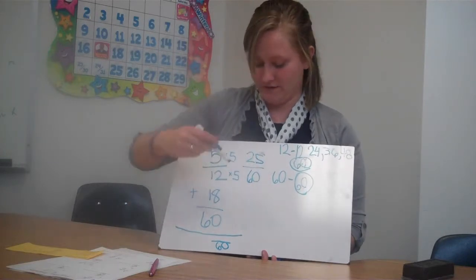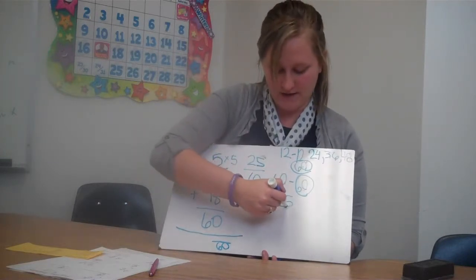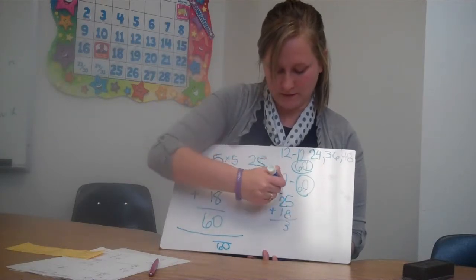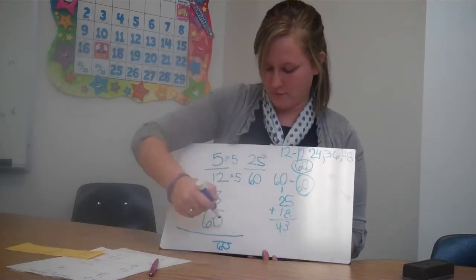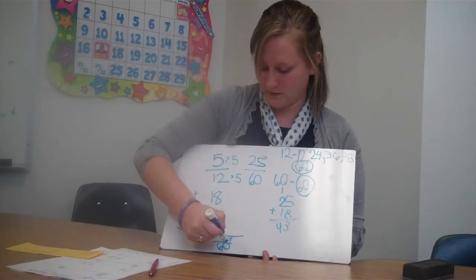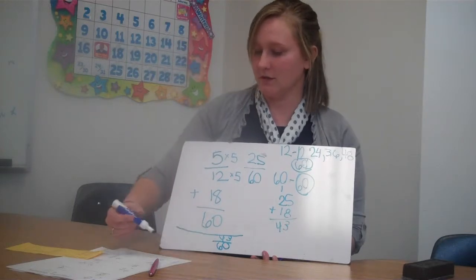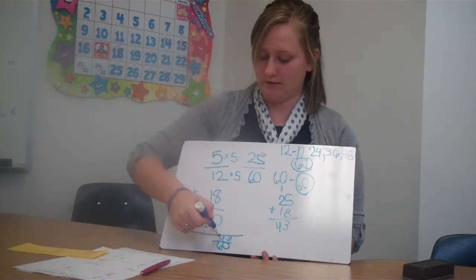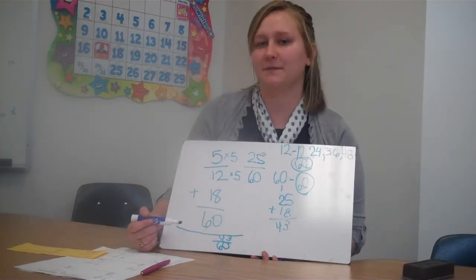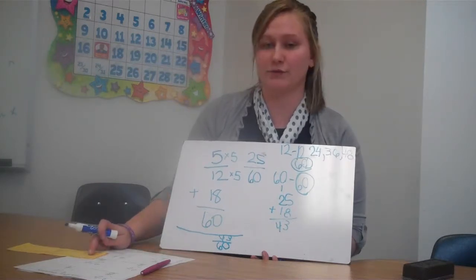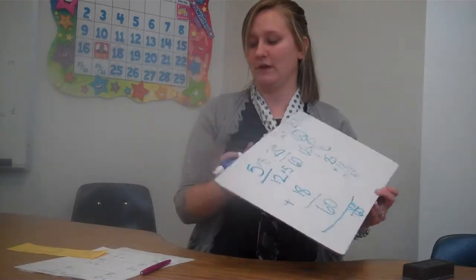What you would do is 25 plus 18. That's 43. Okay? So your answer for number 1 should be 43/60. And on these, you do not need to reduce those. Okay? So moving on to the next one.